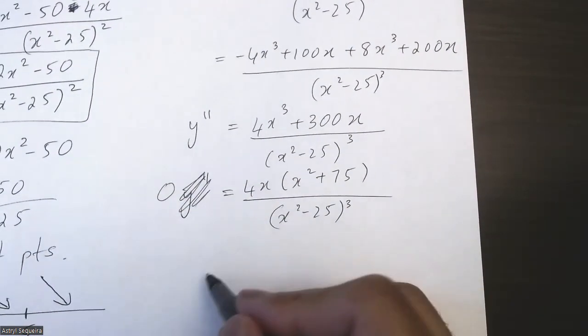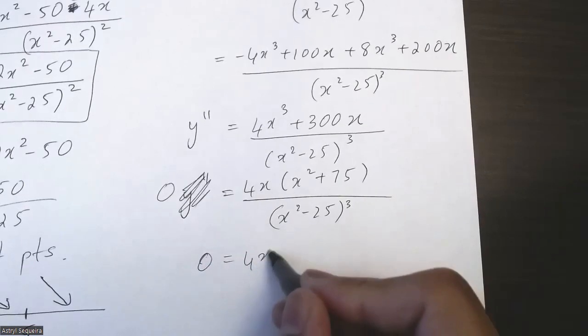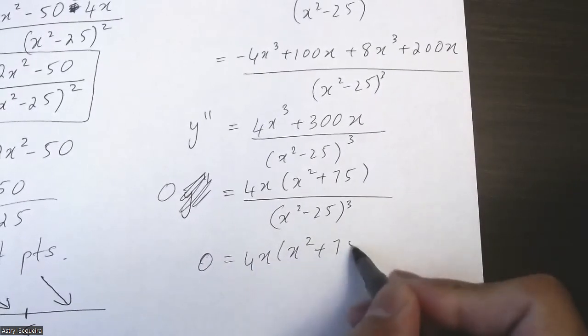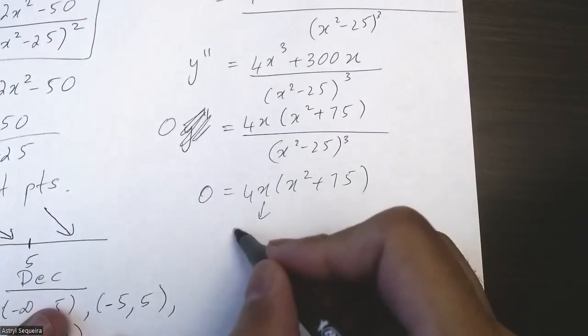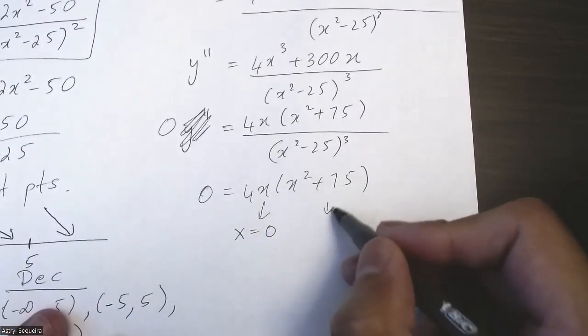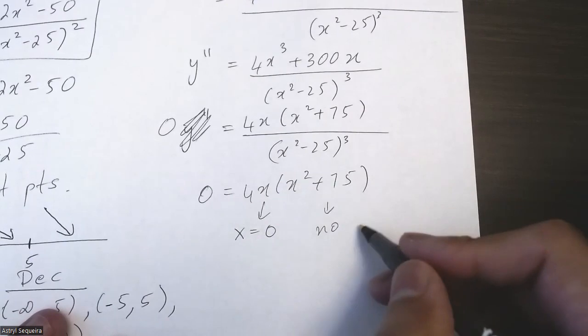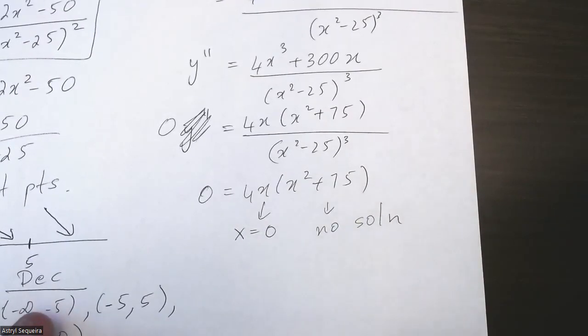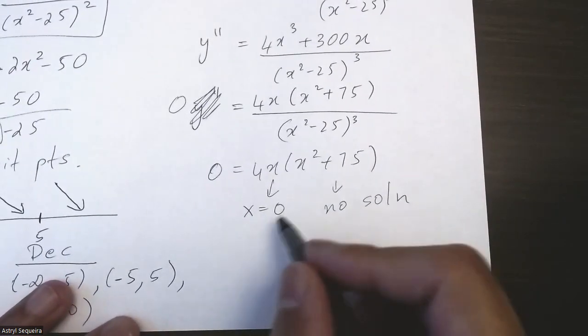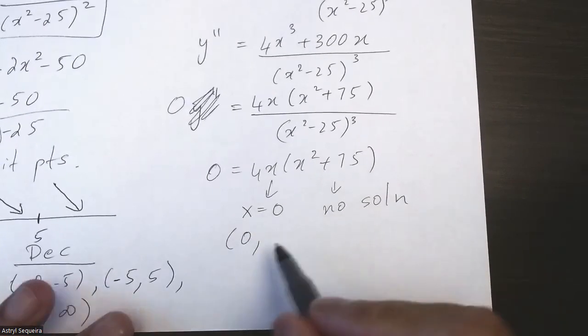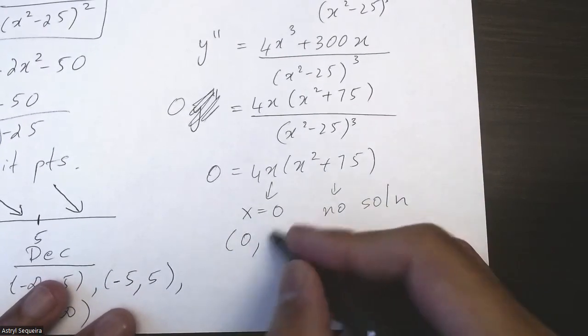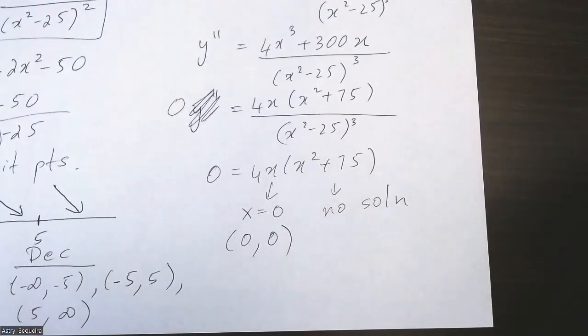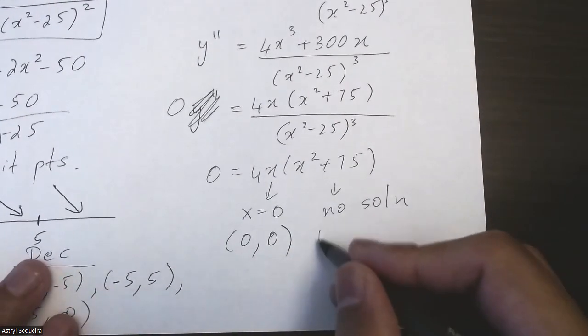So the denominator is just going to disappear. And for the numerator, this is going to have a solution of x equals 0. This one is going to have no solution because x squared plus a number never has a solution. So I have an inflection point at 0, comma. If I sub 0 back into the original equation, I'll get 0, 0, which is the same as the x and y intercept. So I have an inflection point at 0, 0 as well.